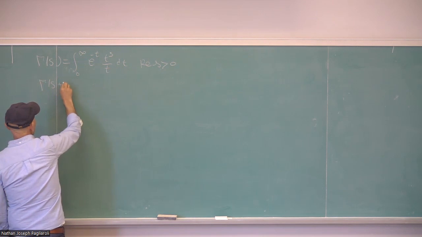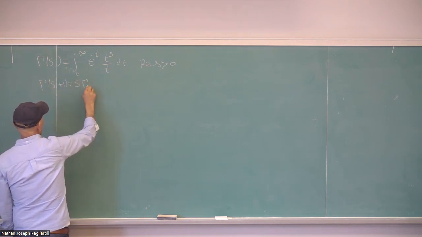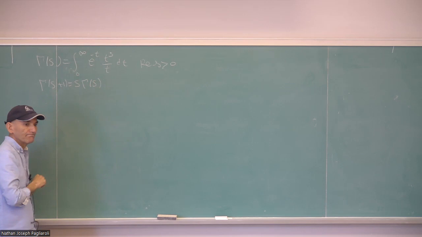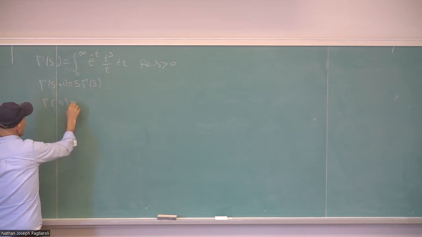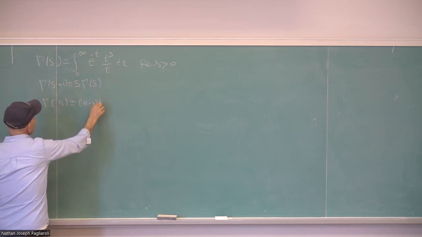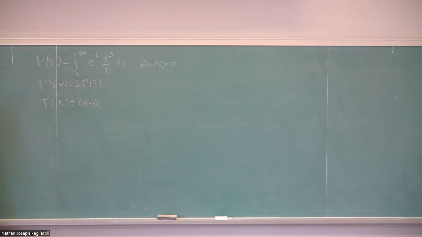plus 1 equals s gamma of s, right? We also check that gamma of n is equal to n minus 1 factorial. We calculated gamma of half, gamma of 3 over 2, and this sort of thing as well, but doesn't matter. So morally, gamma of s you should think of as s minus 1 factorial.